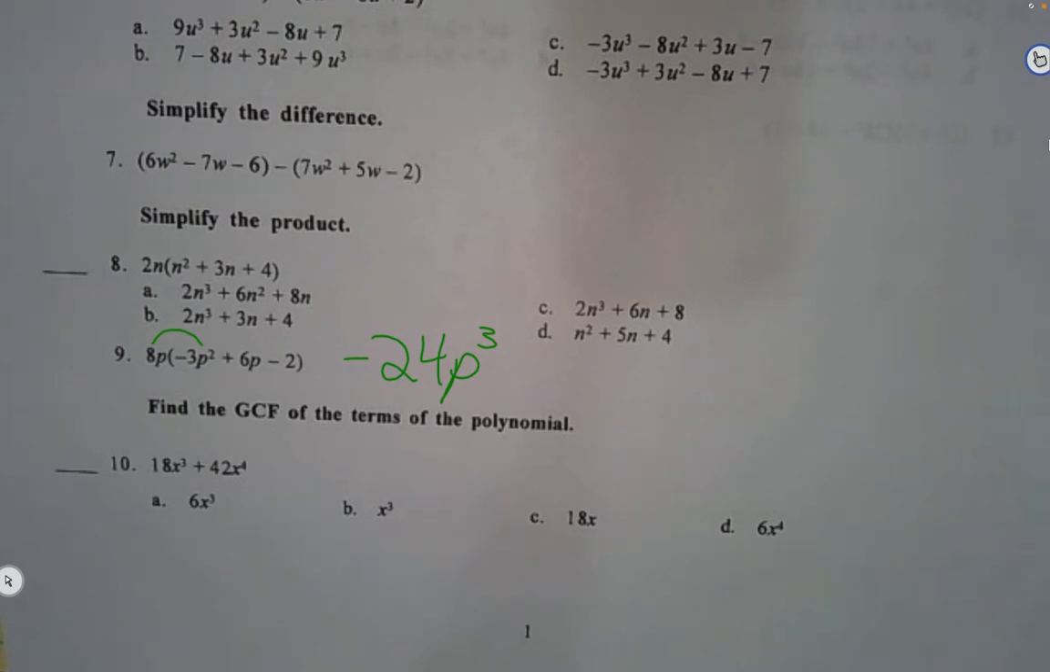Now let's go to the next one. What's 8 times 6? 48. And how many p's do I have? 1, 2. And then 8p times -2 is 16, and it's -16p. So make sure you put your minus sign.